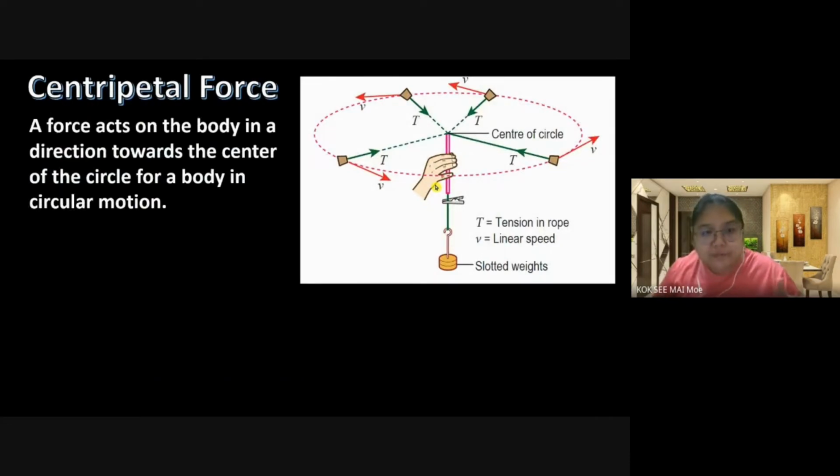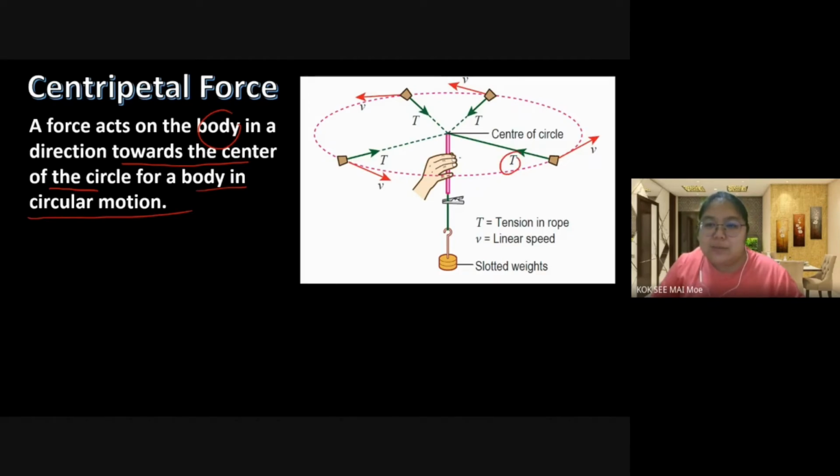What is the definition? It is a force acting on the body in a direction towards the center of the circle. We say Earth, but this is not only for Earth; something swinging can be described the same way. So we just say toward the center of the circle, for a body in circular motion. When it swings in circular motion, there is a force on the body pulling to the direction of the center. So this we call centripetal force.